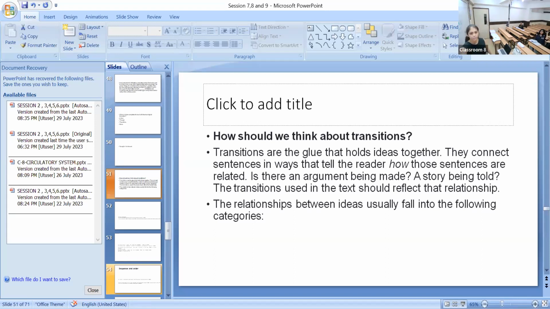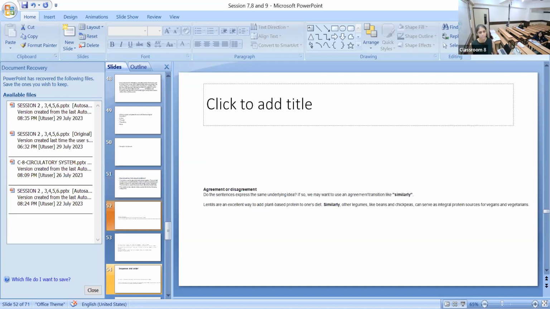So over here you feel that they are the ones holding it together. They connect the sentences. Through those transitions, you get to know, is it an argument? Is it something which is just being said? Or it basically tells you about the relationship. So two categories you have, agreement or disagreement.